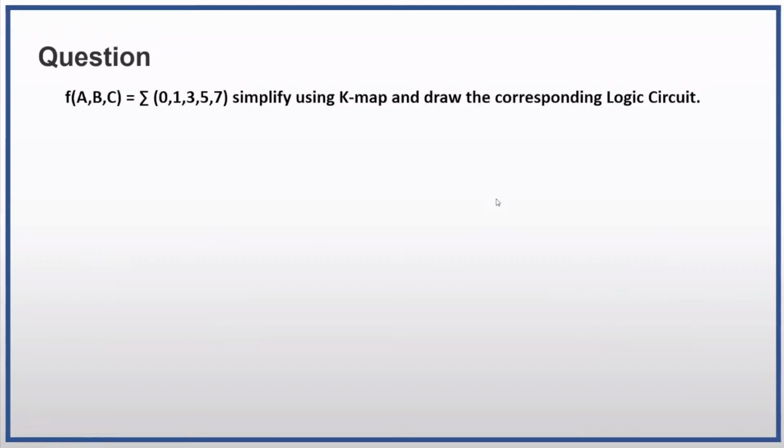F of ABC is the sum of minterms 0, 1, 3, 5 and 7. So therefore draw the truth table.